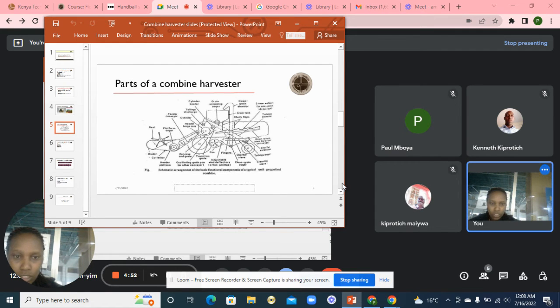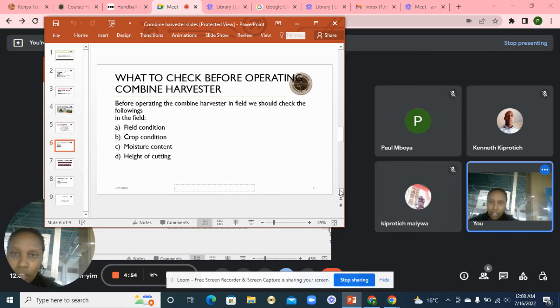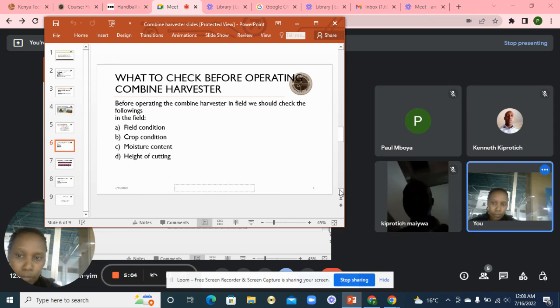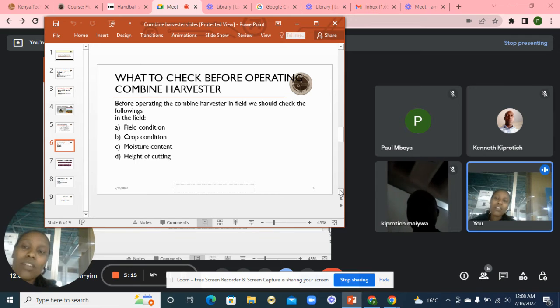And we want to see now the functions of these parts of a combine harvester. For example, we have the reel. This reel will gather the crops. Example, we have maize, so the reel will gather the crops and then convey them to what? The cutter part. Then from the cutter part, it's conveyed to the drum where the maize or the wheat is being what?